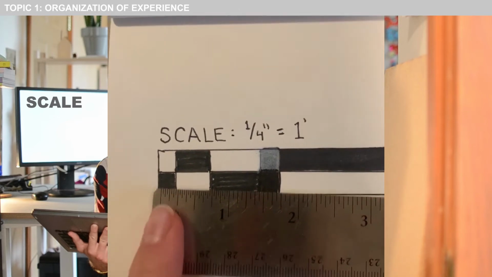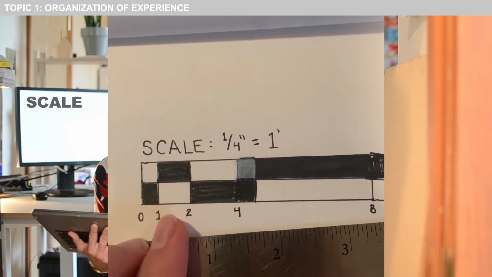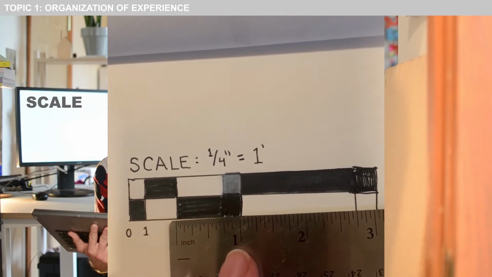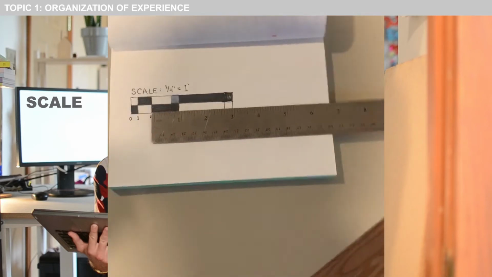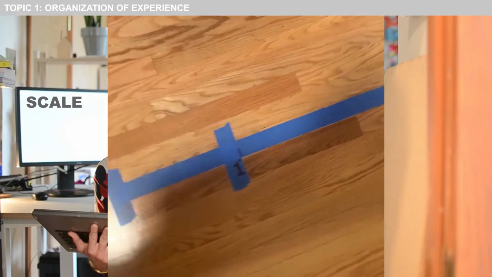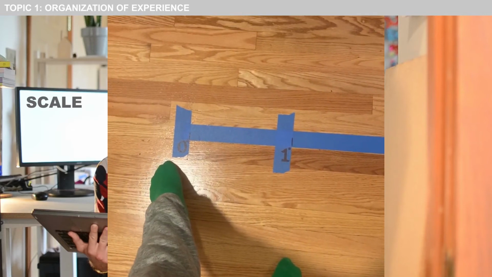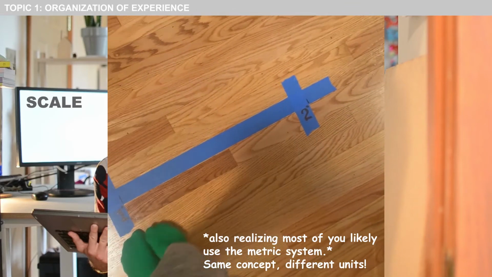Let me start over. 1/4 of an inch equals a foot. 2/4 or half an inch is equal to 2 feet, which is a span from 1 to 2. And then 4 feet is equal to 1 inch. And then we have 8 feet is equal to 2 inches. So 1/4 of an inch on paper is equal to a foot in real space. And then we have 2 feet. So this is a concept we'll get into a little bit later when we start creating plans, sections, elevations, and models.